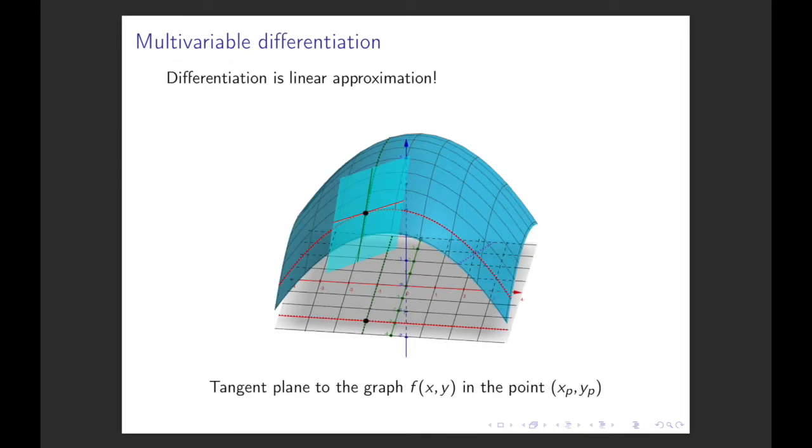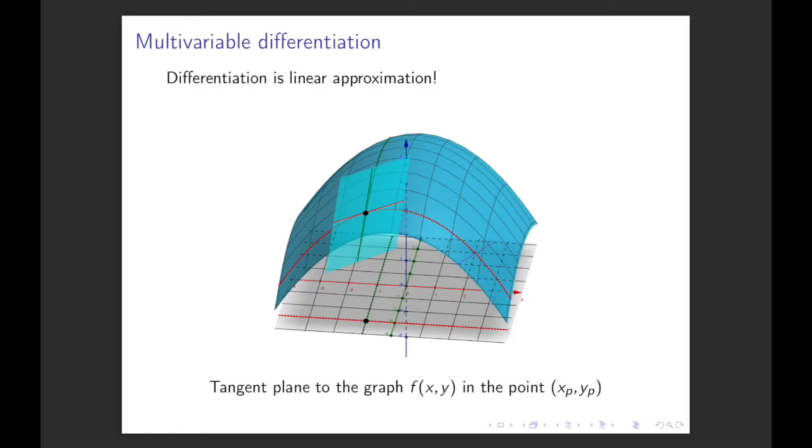Now we have the directional derivative defined as this limit, and we can go and compute it, but in general that's a bit annoying. So there's a better way of doing that. Namely, remember that differentiation is a linear approximation. The partial derivatives are in one variable, and the corresponding tangent lines are drawn in red for x and green for y, respectively. These two tangent lines span a plane, and this plane is called the tangent plane to the graph of f in our point.